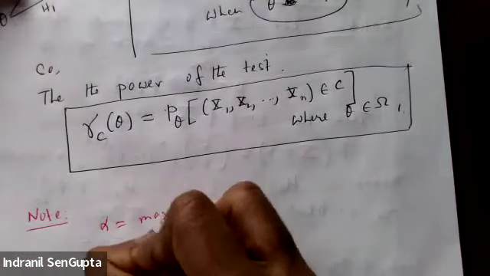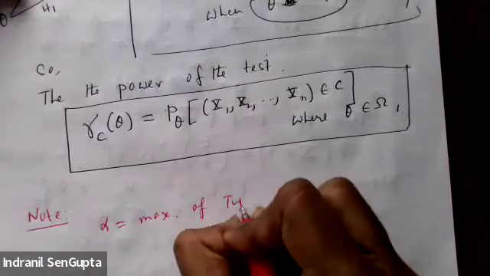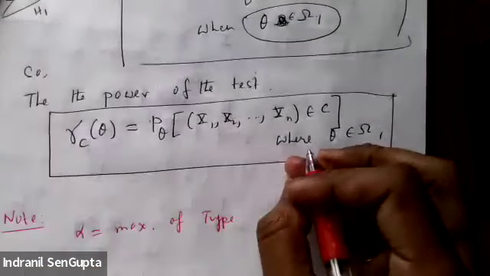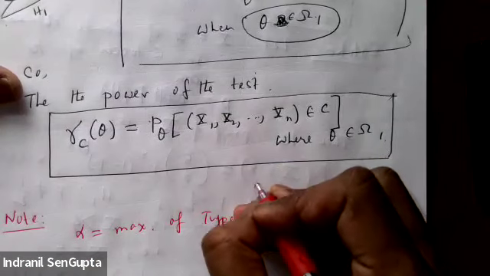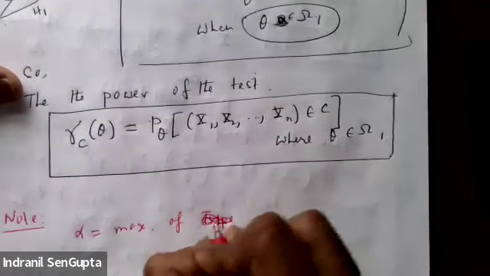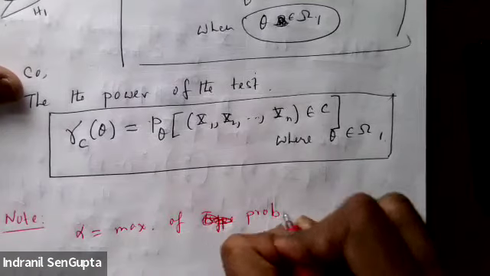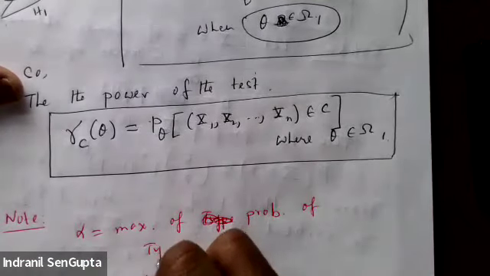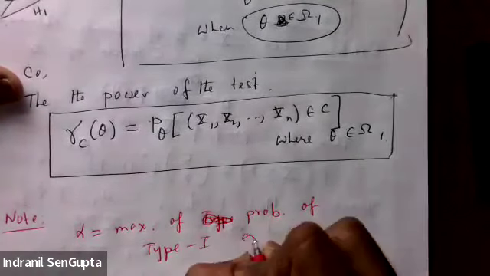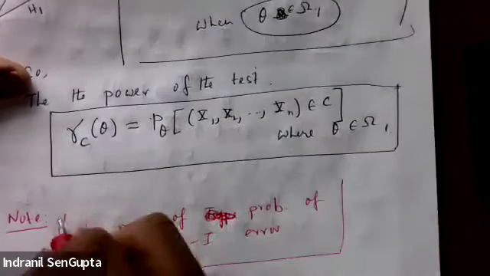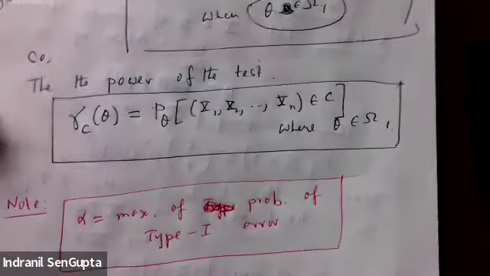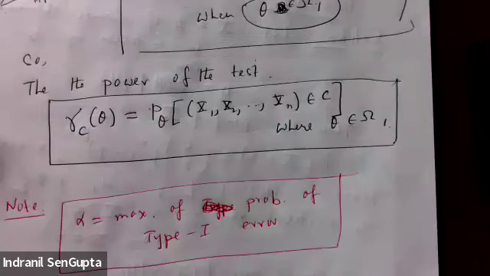It's the max of the probability of type 1 error, right? Or in other words, it's the upper bound of the probability of type 1 error. That's the size of the critical region, right?